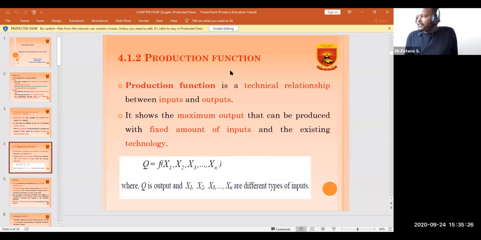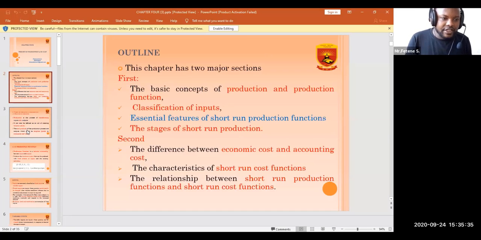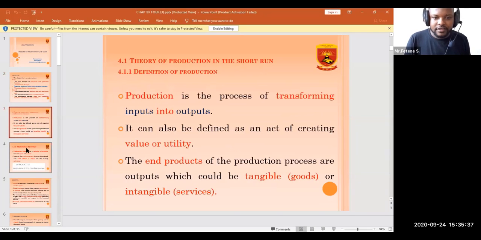So what is a production function? What does production function mean, or what does production mean? Production function and production, is it similar or not? What is production? First you have to define the term production first. Production is the process of transferring input to output.